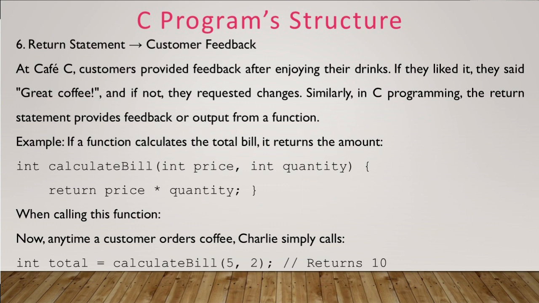Integer calculate bill. And inside the bracket I have written integer price and integer quantity. So I'm passing these two values, price and quantity. Right? So it will do what? It will calculate price into quantity, and you can see return price into quantity. It multiplies both and returns back to the point where it was called, the result.